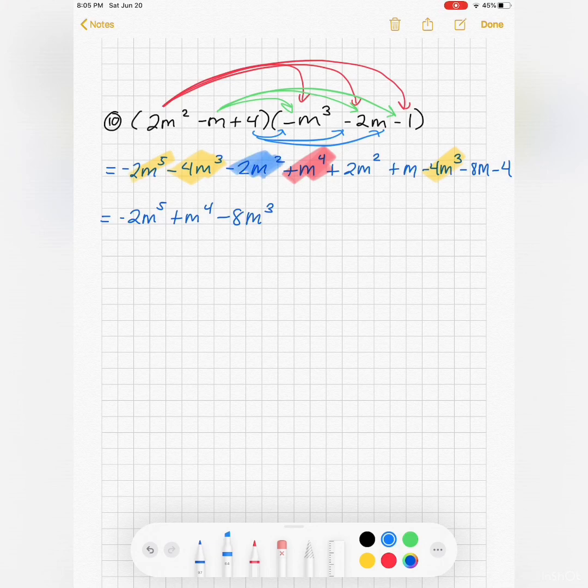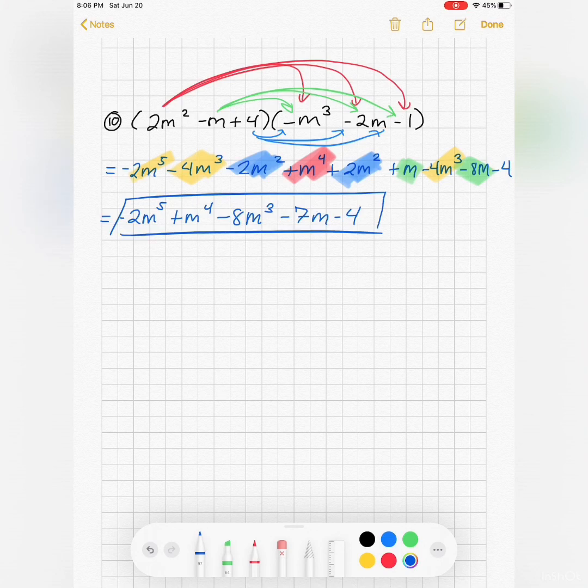Let's see, negative 2m squareds, positive 2m squareds cancels. What about the m's? Positive 1m minus 8m, minus 7m, and then my constant. And then I just look back through it and make sure I got everything right. Looks like it.